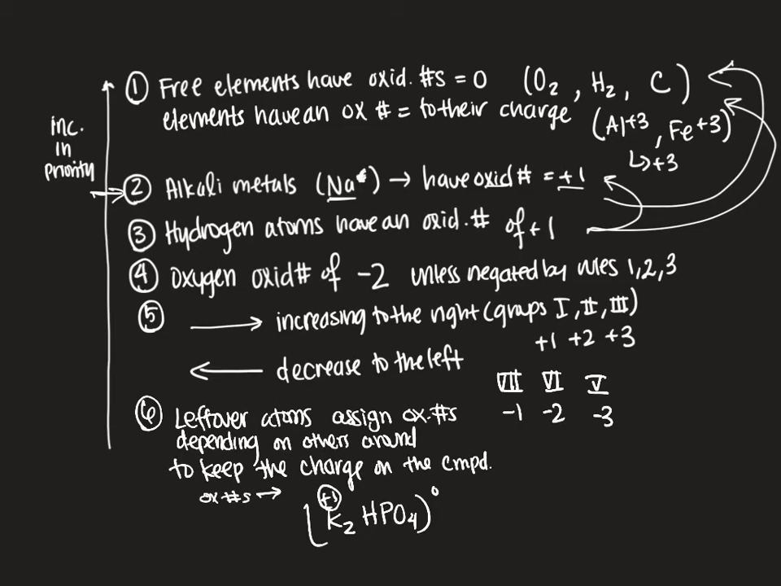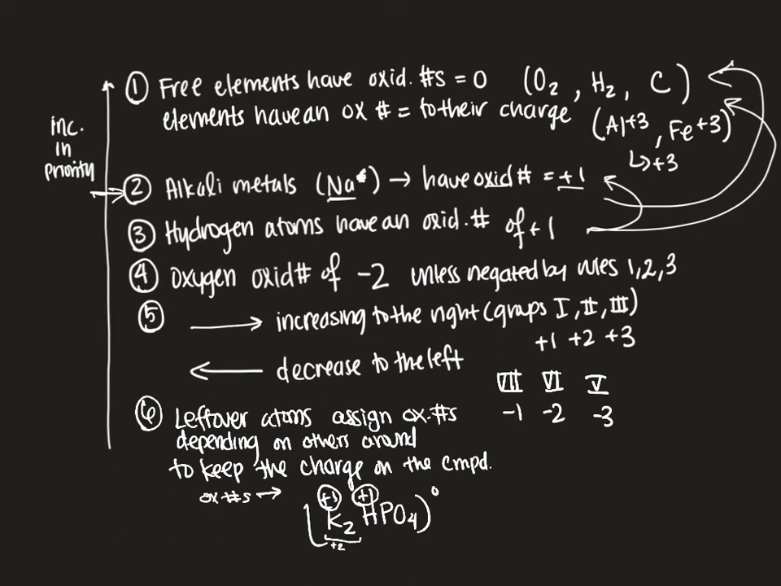Because there are 2 of them, the oxidation number is +1, but this contributes a +2 charge. And then hydrogen: rule number 3 says hydrogen is also +1, cool.